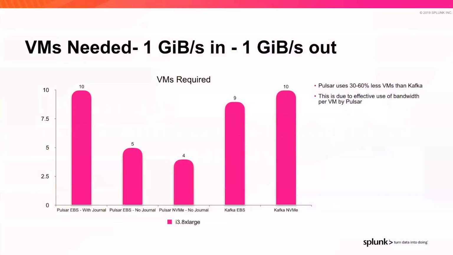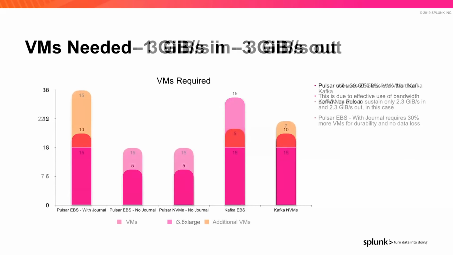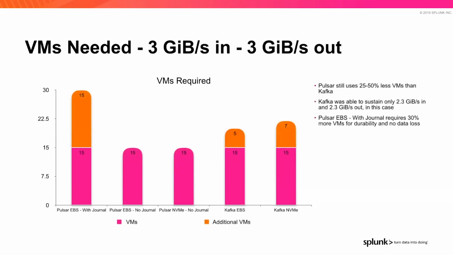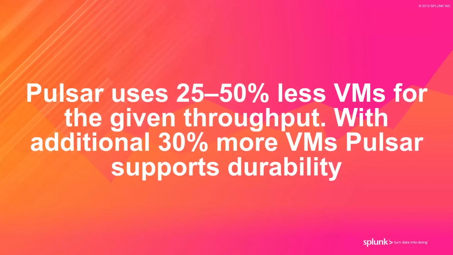Then the number of VMs needed. Pulsar uses 30 to 60% less VMs than Kafka. This is due to the effective use of the bandwidth per VM by Pulsar. And that happens in both the cases of 1 gigabyte in, 1 gigabyte out, and 1 gigabyte in and 3 gigabytes out. The number of VMs needed in Pulsar is, as you can see, much lower. So essentially, the summary here is Pulsar uses 25 to 50% less VMs for the given throughput. With an additional 30% more VMs, Pulsar can support extra durability, if we need it.